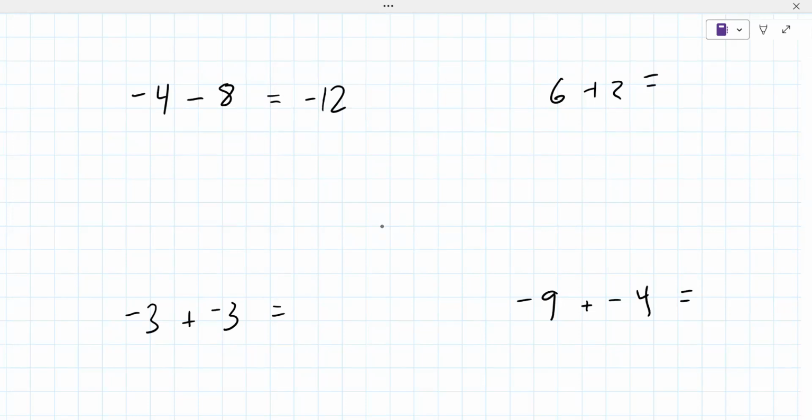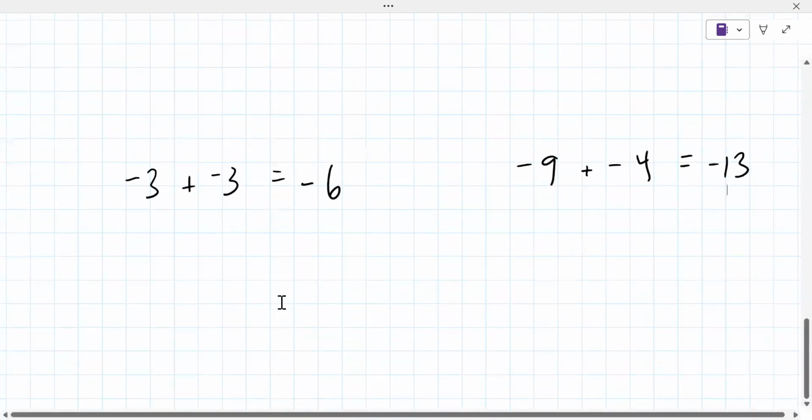Would the next one be -6? Okay, keep going. Would 6 plus 2 be +8? Okay, good. Would the next one be -13? Really good. Okay, so that's the same sign example.